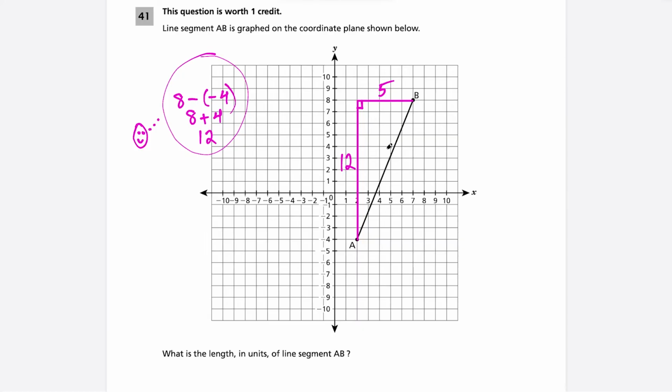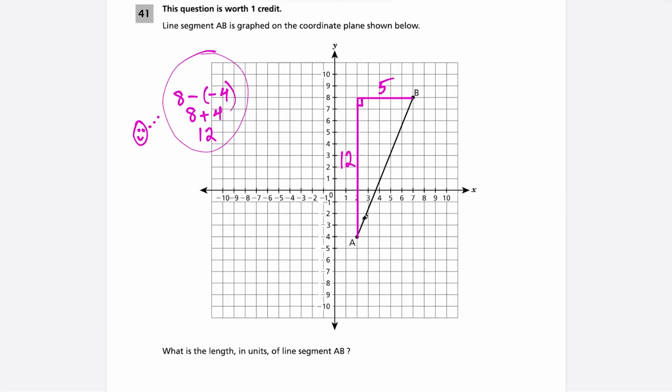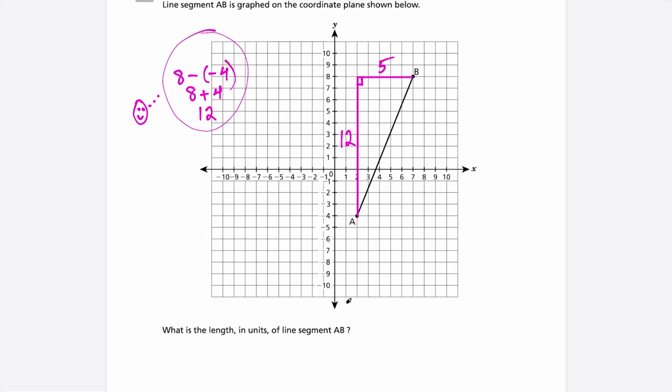So now that we have this, we could use the Pythagorean theorem to find the length of line segment AB. So notice here that line segment AB, I could just put an X here, is the hypotenuse now of this right triangle that we just built. So using the Pythagorean theorem, remember we have the formula a squared plus b squared equals c squared. I'm going to do 5 squared plus 12 squared is equal to the hypotenuse squared, which I labeled with an X.